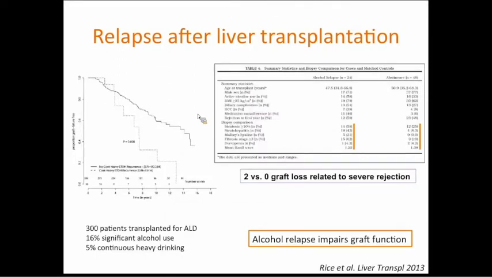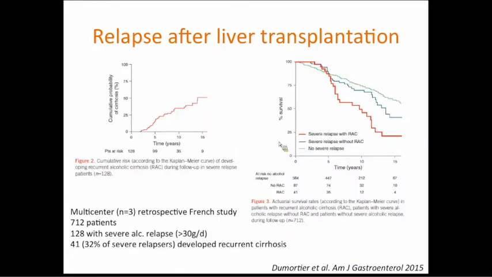The group of Michael Lucy showing that alcohol relapse impairs the graft function and is responsible for steatosis, fibrosis, and, let's say, not so good evolution of the liver. And this is also confirmed by the French groups, Jérôme Dumortier and colleagues, showing that some patients develop recurrent alcoholic cirrhosis on the graft if they continue their drinking after liver transplantation, and this also results in a poor survival.